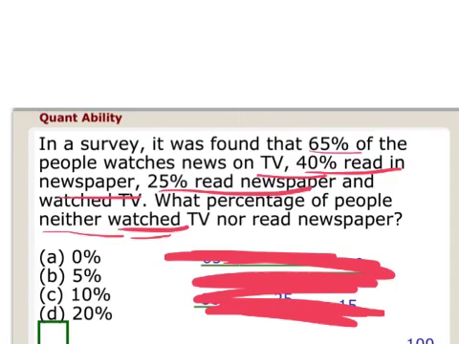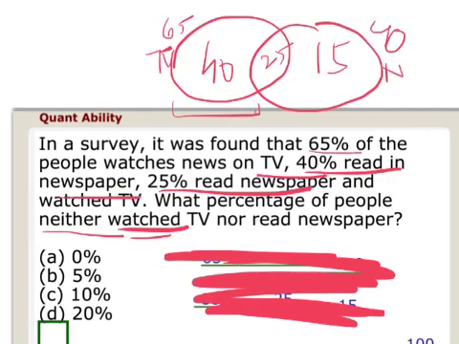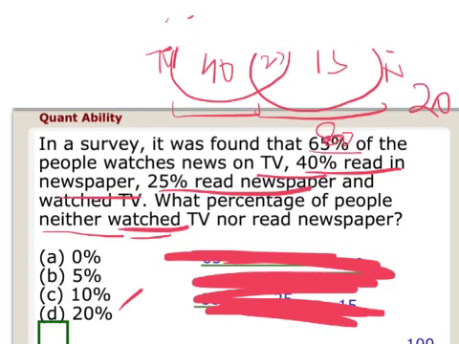To solve that question, normally we draw a Venn diagram. We have 65% people doing TV and 40% doing the newspaper, and 25 use both. What we normally do is 65 minus 25, so it will be 40 here, and 40 minus 25, 15 here. So total 40, 25, 15: 80 people are doing something. So the remaining 20 people are doing nothing. The answer is 20. That is the traditional way of doing this question.